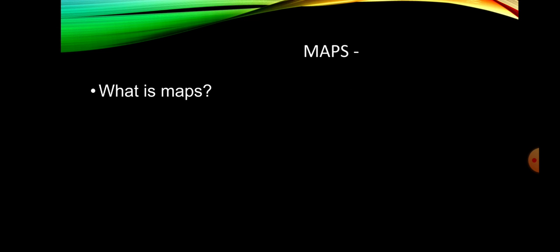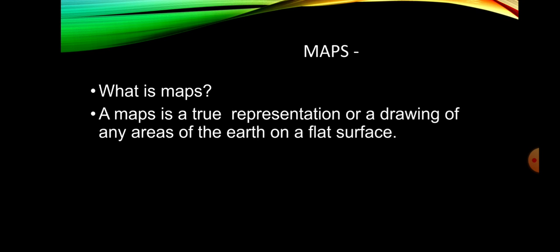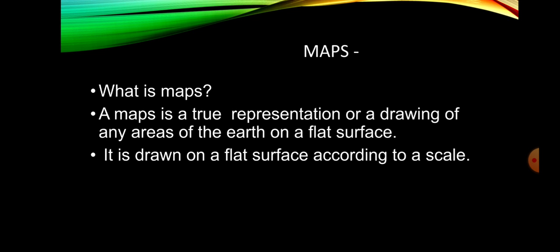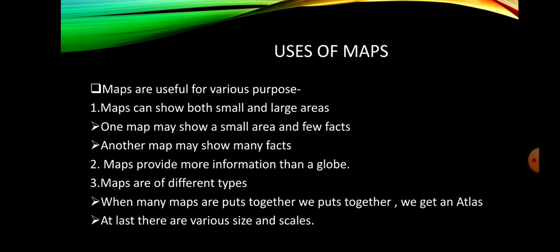Maps. What is a map? A map is a true representation or a drawing of any area of the earth on a flat surface. Means the map is a true picture or true representation of any area or of any specific location of the earth on a flat surface. And the flat surface is made according to the scale.